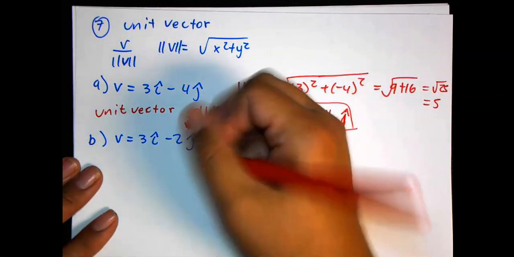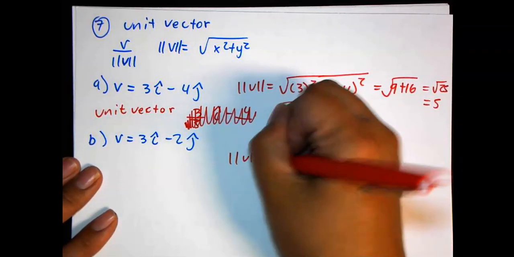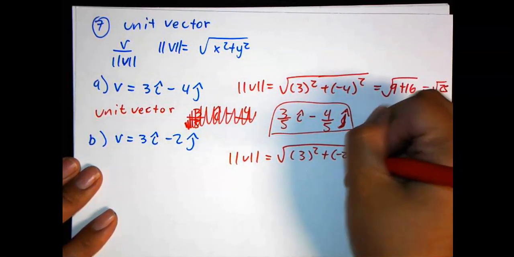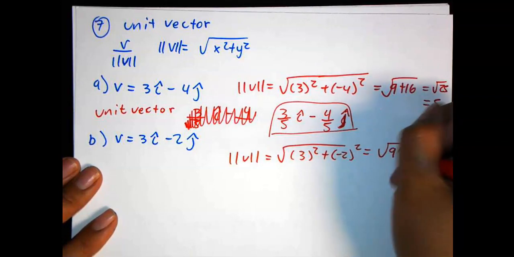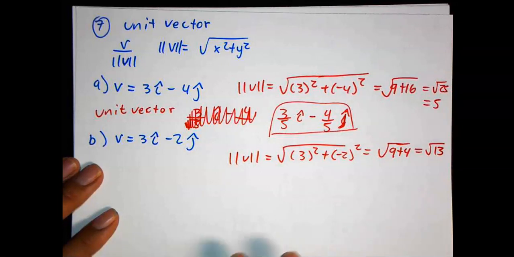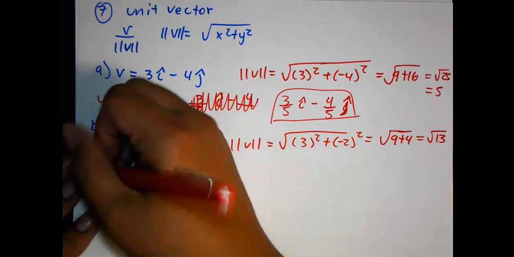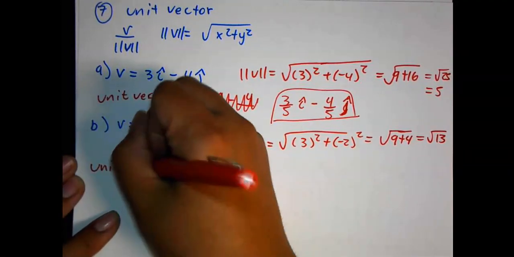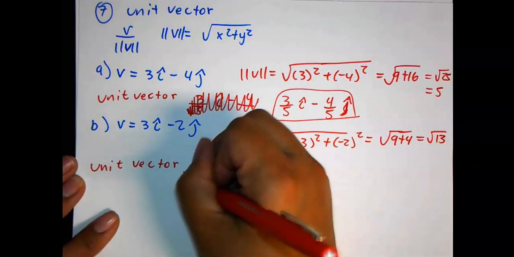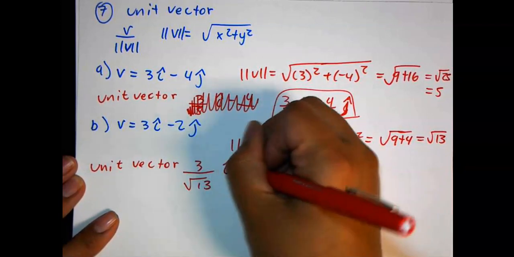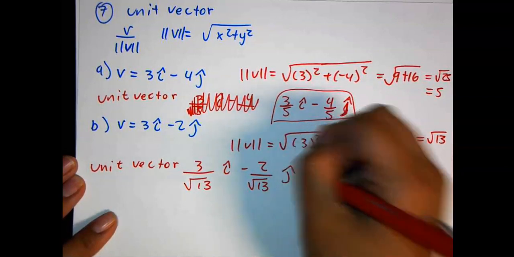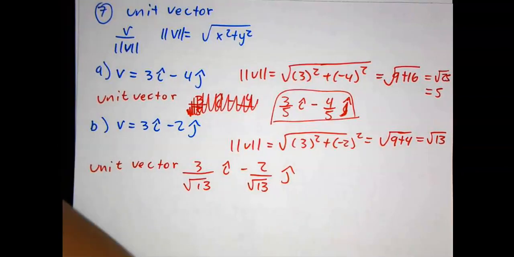Okay, next one. Unit vector: 3 squared plus negative 2 squared, 9 plus 4. 13 is not a perfect square, so say square root of 13. So my unit vector will be 3 over square root of 13 i minus 2 over the square root of 13 j. And those are my unit vectors.